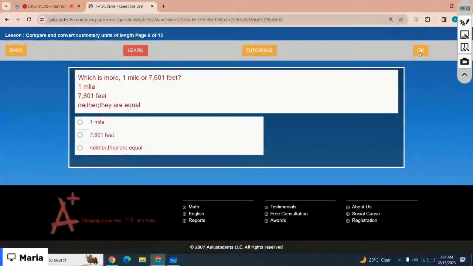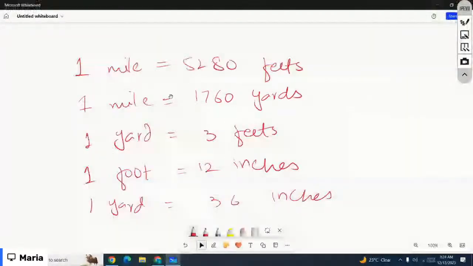Which is more, 1 mile or 7,601 feet? Which is the correct option? 1 mile equals 5,280 feet, right?